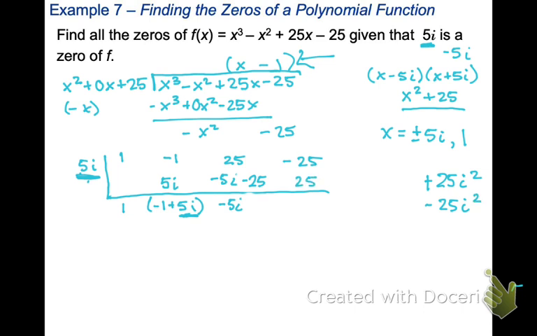25, so I get 0. So that's a factor, yes? And it was supposed to, we knew it. So what's the other factor we know? Negative 5i. Negative 5i.